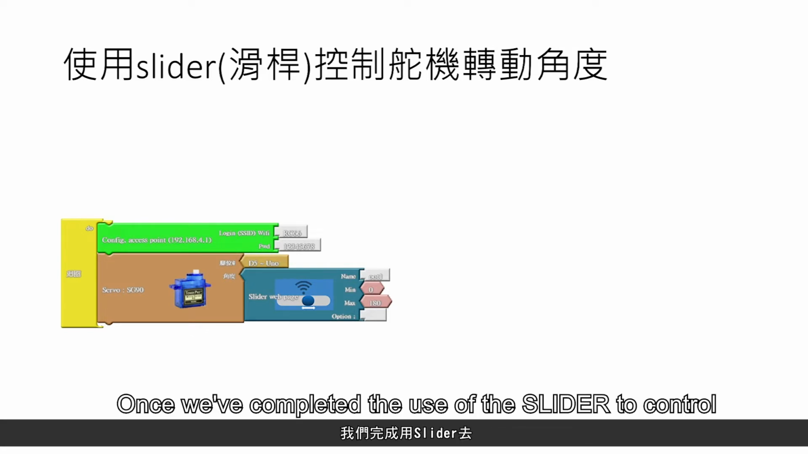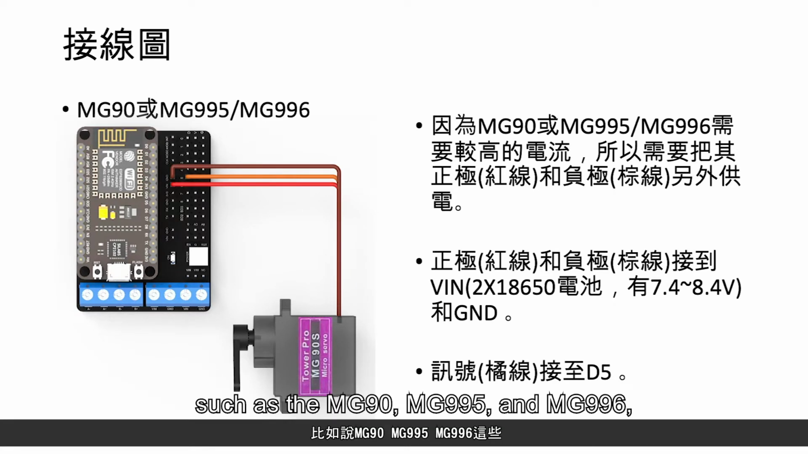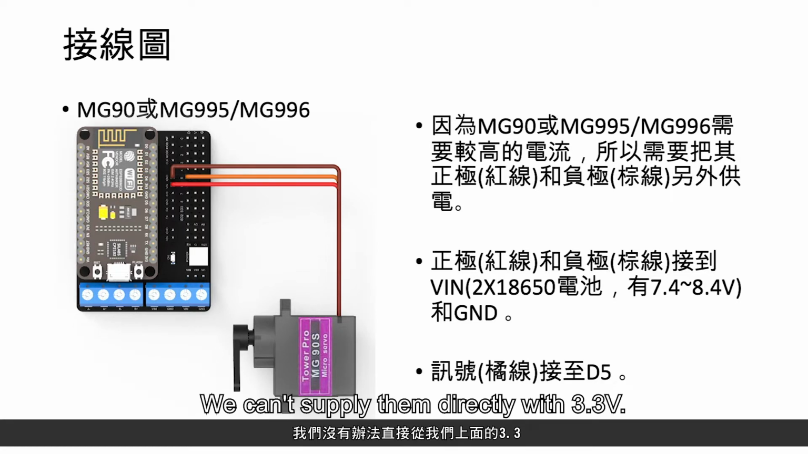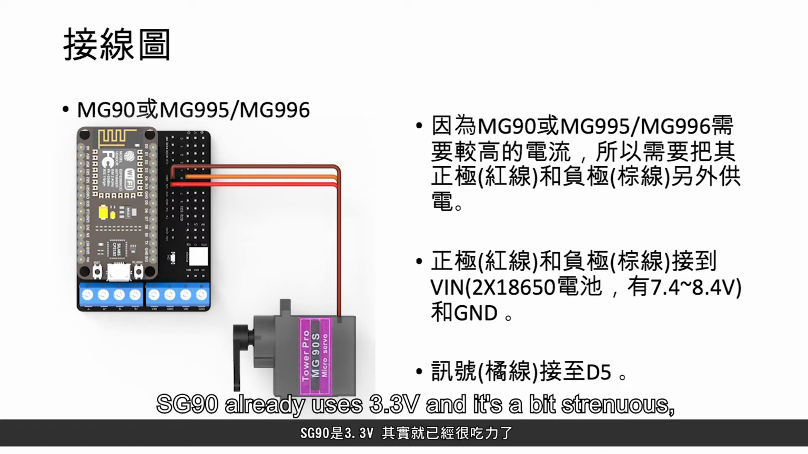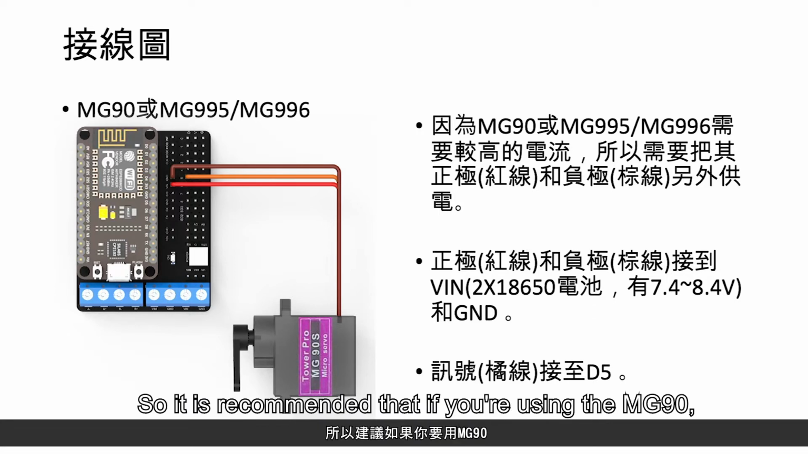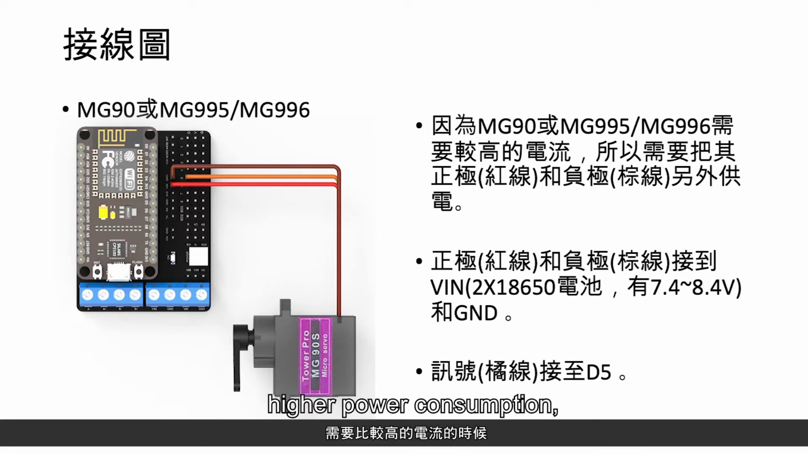Once we've completed the use of the slider to control the servos, let's move on. If we want to use other servos such as the MG90, MG995, and MG996, which require more power, what should we do? We can't supply them directly with 3.3 volts. SG90 already uses it and is a bit strenuous, so the current is already unstable. So it is recommended that if you're using the MG90, MG995, MG996, or other servo models that require higher power consumption, we should use another method.